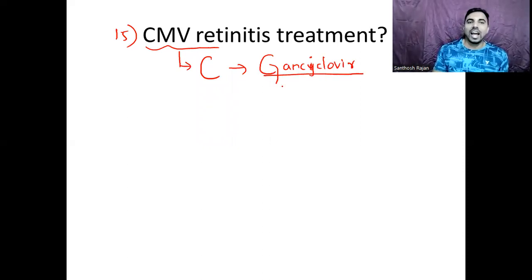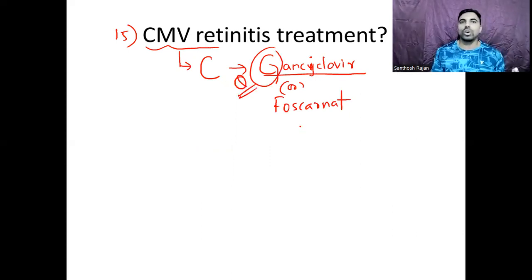Ganciclovir. Okay. Otherwise, foscarnet. I don't know what options were there. Ideally, ganciclovir is the right answer, but if foscarnet is given, both are right. Ganciclovir; if ganciclovir is resistant, then foscarnet. We don't use acyclovir. Okay, acyclovir is not used. So if you got this question, then that is one easy.